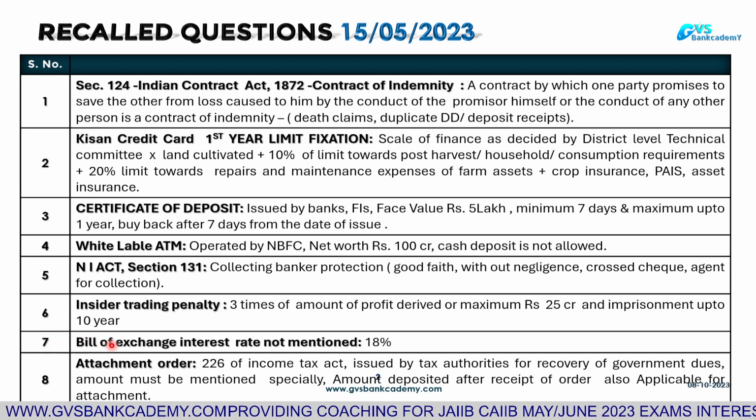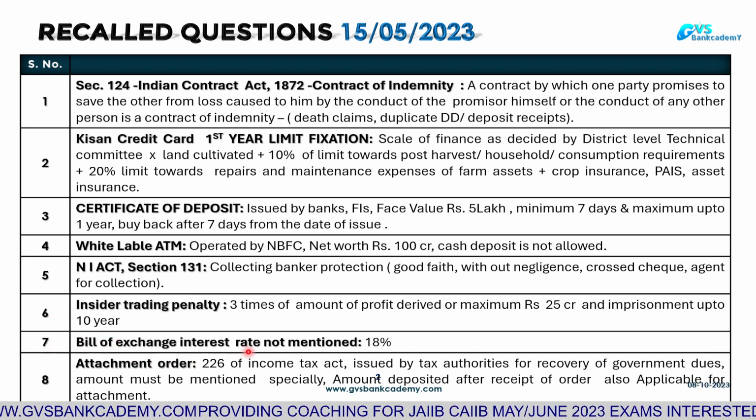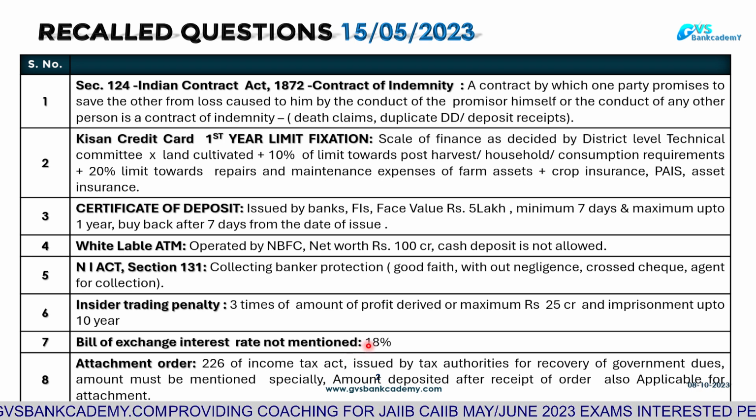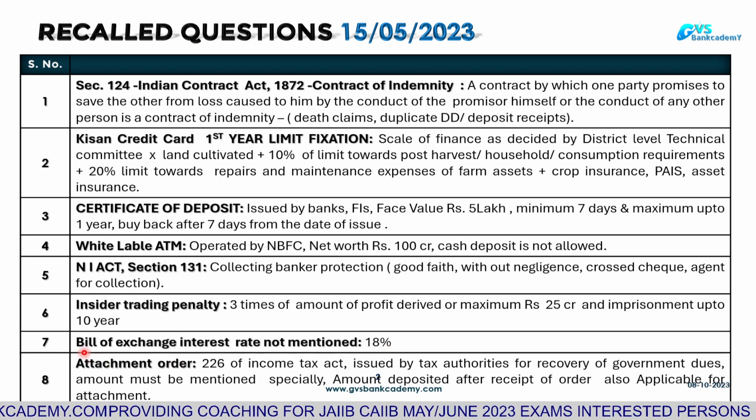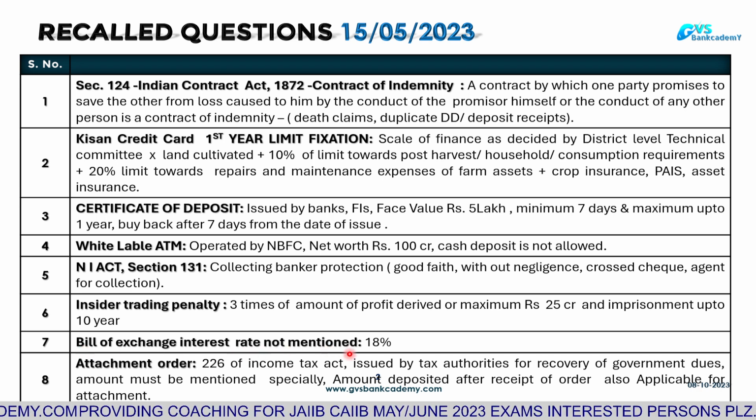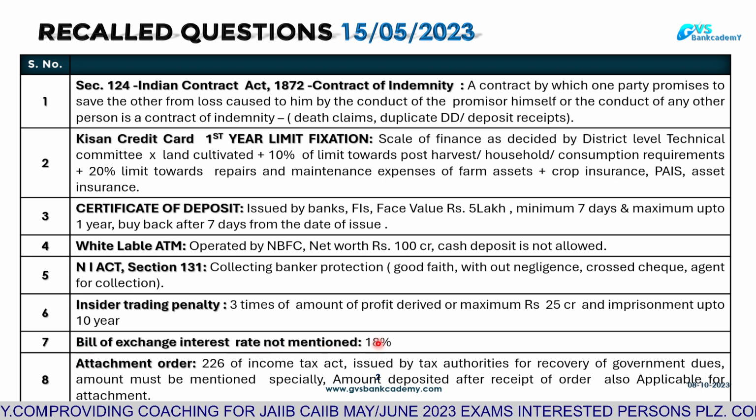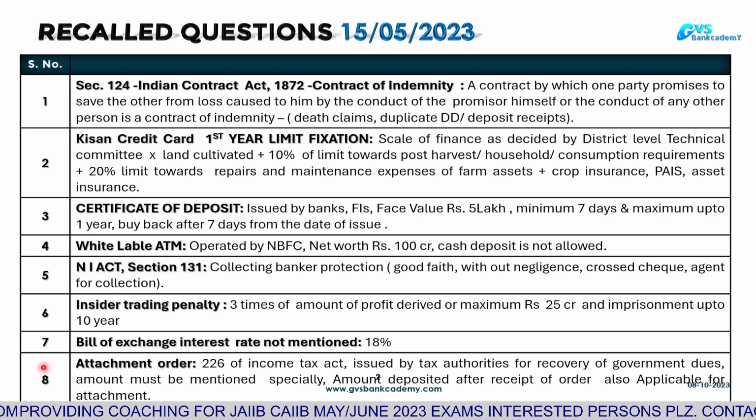Question 7. In a bill of exchange, if the rate of interest is not mentioned, then they can charge at the rate of 18% per annum. Bill of exchange, interest rate not mentioned, 18%.